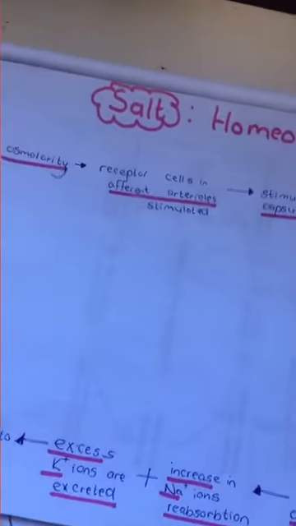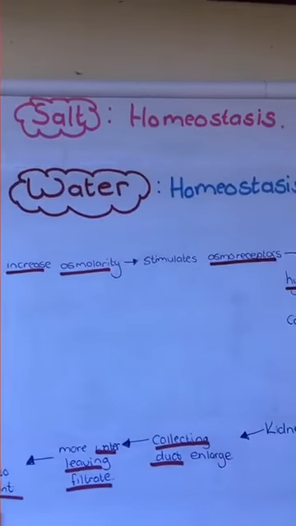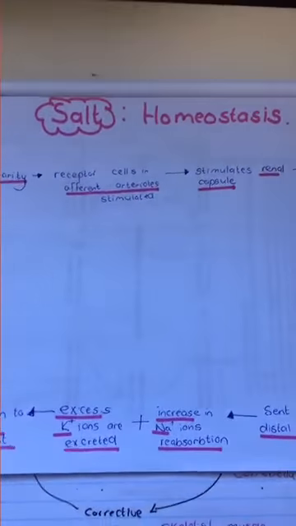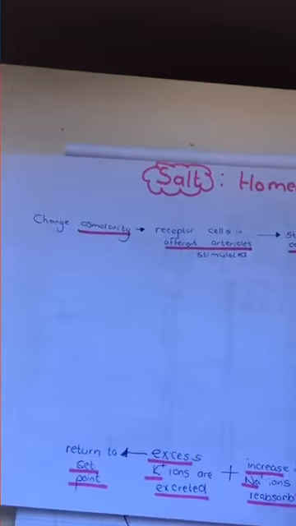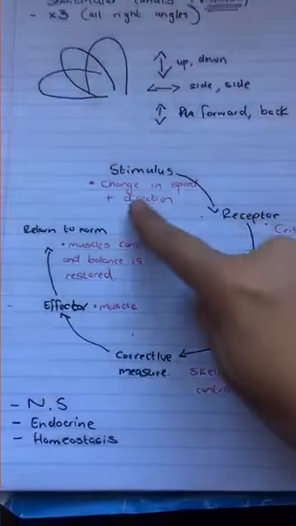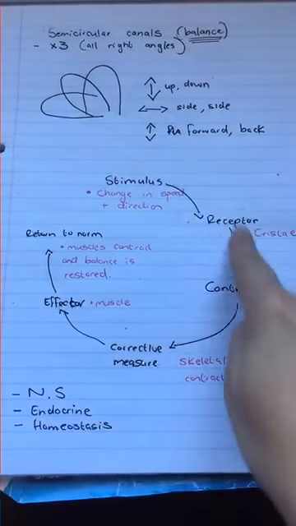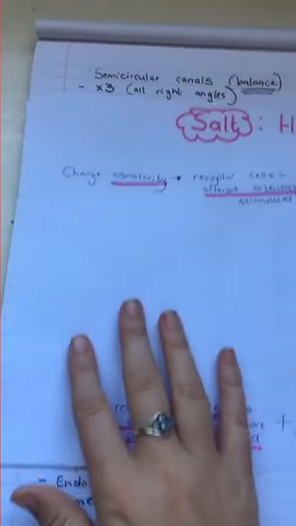So this is salt. Now, you should be learning salt and water together. These two are inseparable. The reason for that is salt and water can't function without each other. Wherever salt goes, water follows. And so, yet again, I'm going to use my stimulus, receptor, control center, corrective measure template to answer my question. So this is how it's going to go.